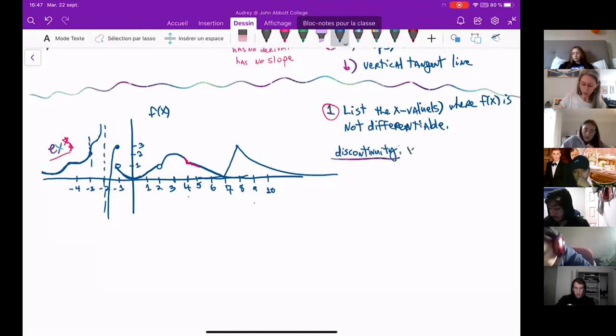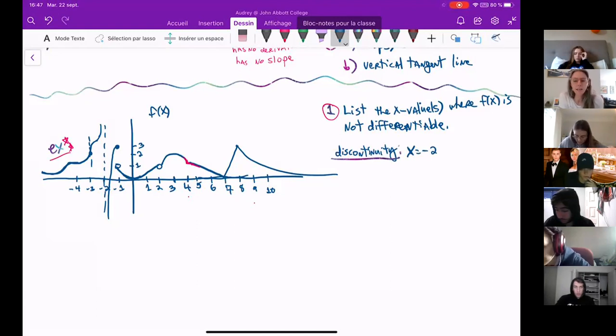So starting from left, let's move from left to right. What's the first x value where I have a discontinuity? -2. X equals -2, you got it. What kind of discontinuity do I have there? Infinite. Infinite, good. So someone else now, what's the next x value where I have a discontinuity? -1. Yeah, -1, you got it. And what kind of discontinuity do I have there? A jump, yeah.